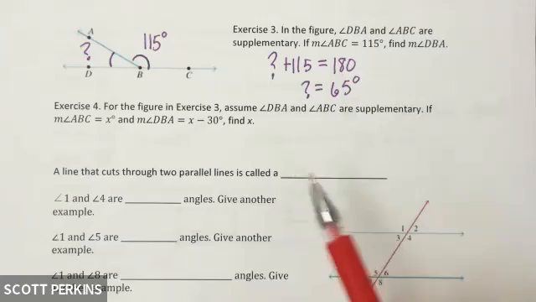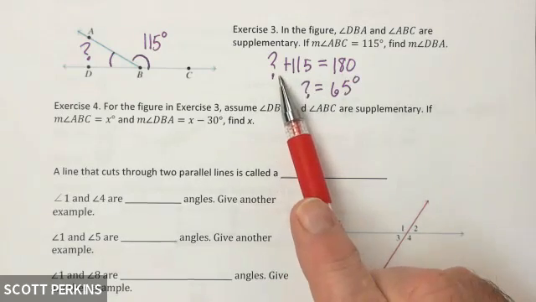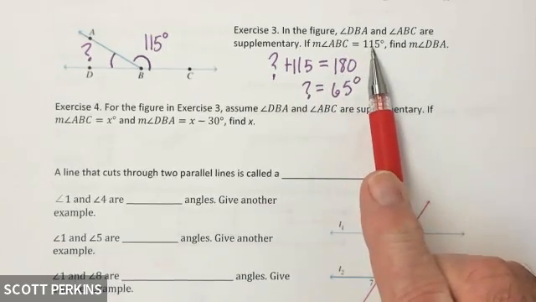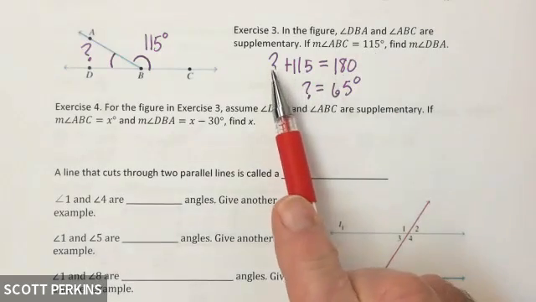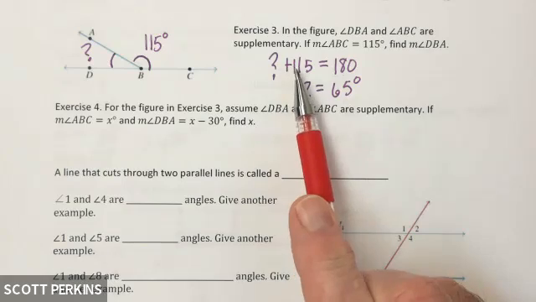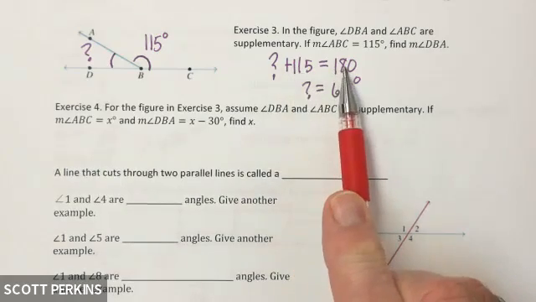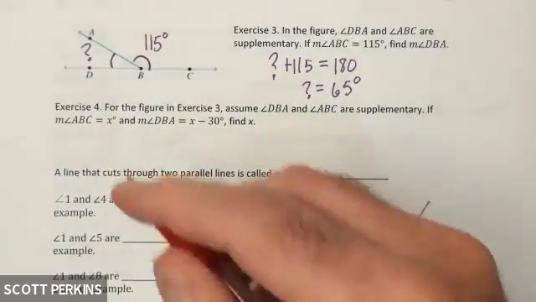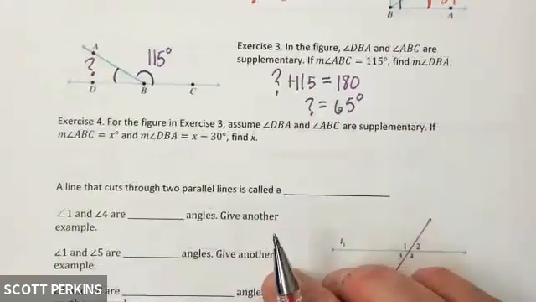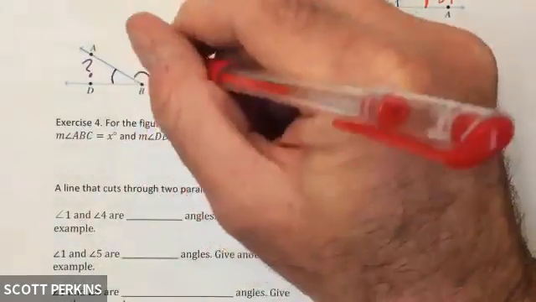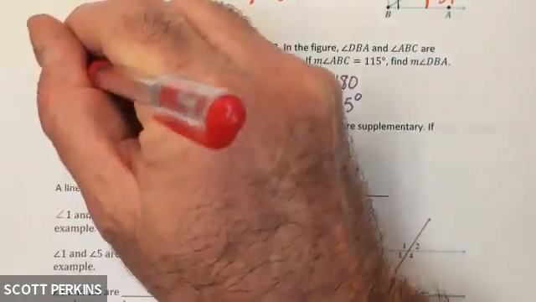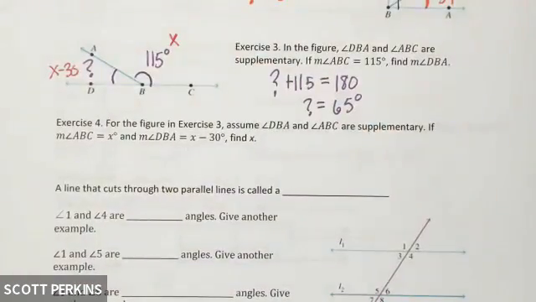So in the previous exercise, I had told you that angle ABC was 115 and that the two angles were supplementary. So we said the first angle, which I don't know, plus the 115 is equal to 180, and we solved that. Now in this problem, I'm going to use red and label my little diagram. I tell you ABC is equal to X, so I'm going to put an X right here, and DBA is X minus 30. I want to know what the value of X is.